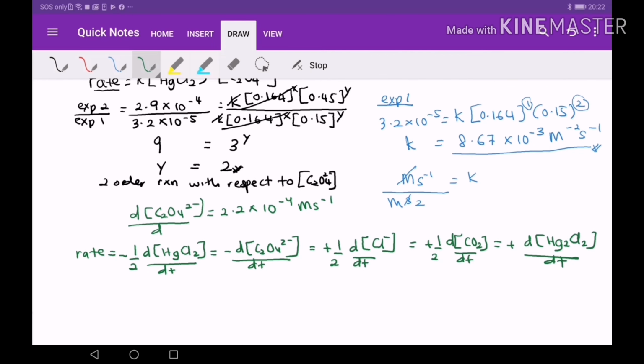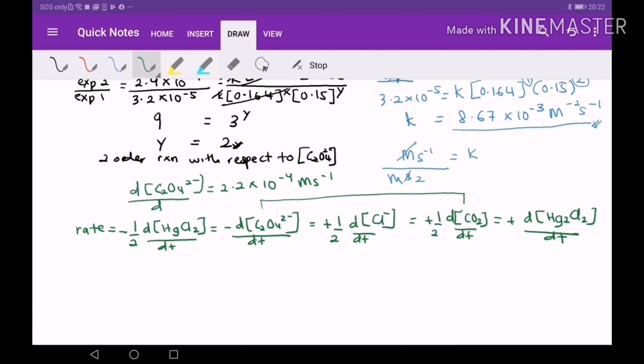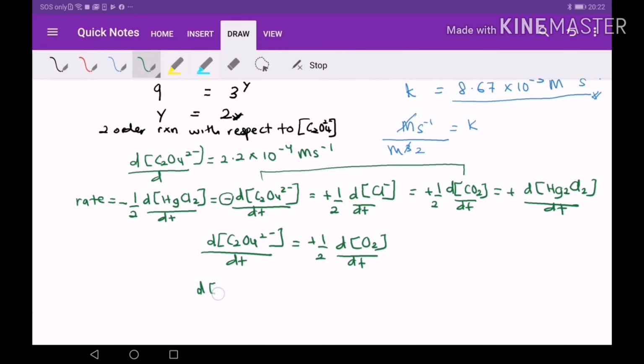So untuk soalan ni kita nak tahu rate of formation of CO2. Kita ada nilai C2O4. Jadi kita buat perkaitan antara dua ni. So nilai negatif tu kita boleh abaikan sebab negatif ni hanya untuk menunjukkan reaktan tu berkurang sebab dia adalah reaktan. So kita just abaikan sebab kita nak kira rate. So dC2O4 2 minus dt sama dengan positif 1/2 dCO2 dt. Jadi bila kita nak kira dCO2 dt, dCO2 dt sama dengan 2 kalikan dengan nilai C2O4 iaitu 2.2 kali 10 kuasa negatif 4. So kita dapatlah jawapan dia 4.4 kali 10 kuasa negatif 4. So unit dia adalah M S minus 1.